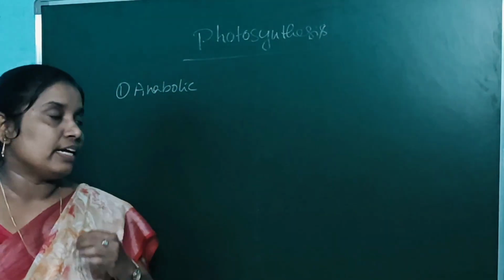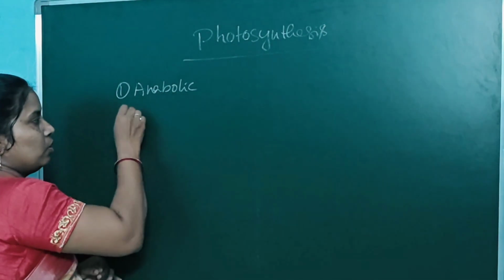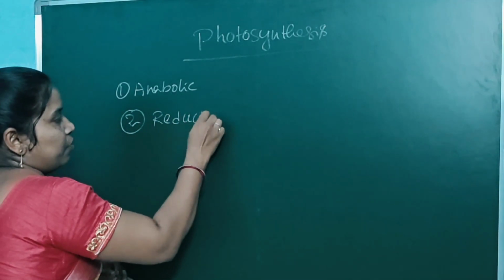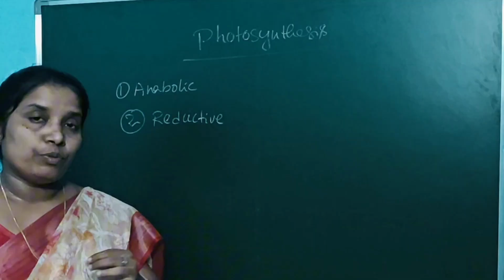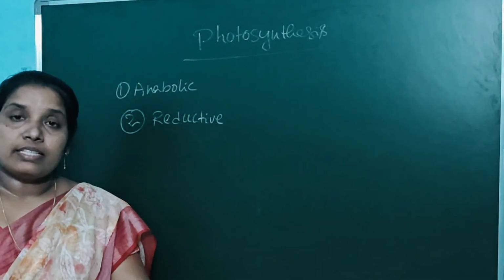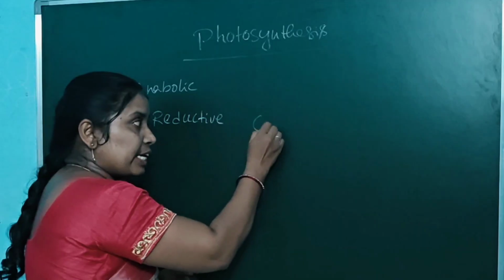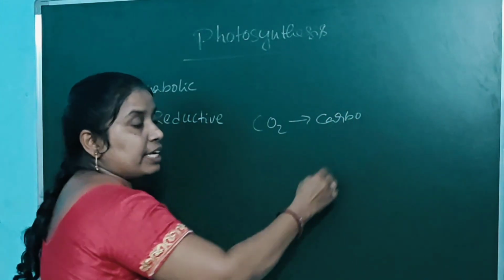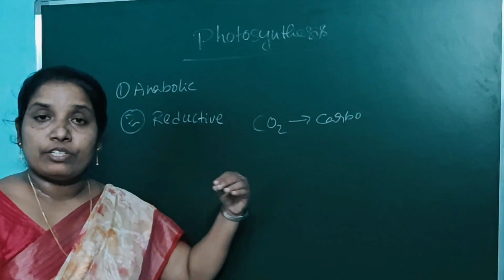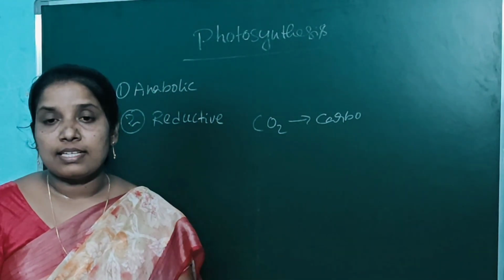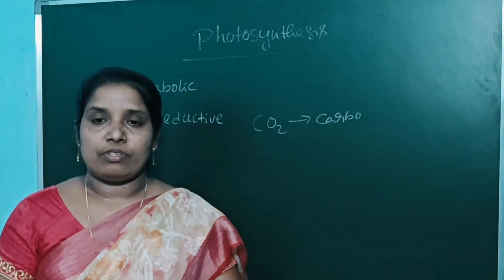So let's see the second one. Photosynthesis is a reductive process. Reductive means here the CO2 is reduced into carbohydrate. That's why photosynthesis is a reductive process.